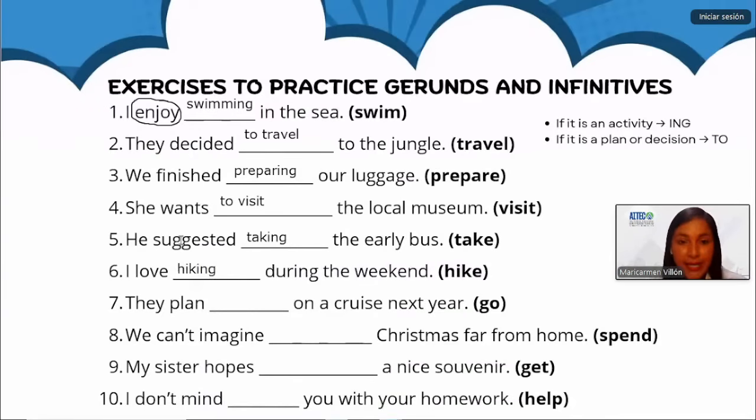Number 7. They plan, sencillo también, ¿verdad? On a cruise next year. ¿Qué hago? Agrego ing al verbo, agrego to antes del verbo. Será gerund, será infinitive. ¿Qué dicen? ¿Qué dicen? Aún no leo esta respuesta. They plan on a cruise next year.